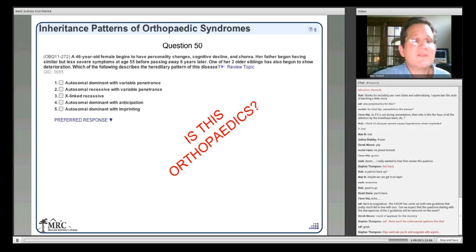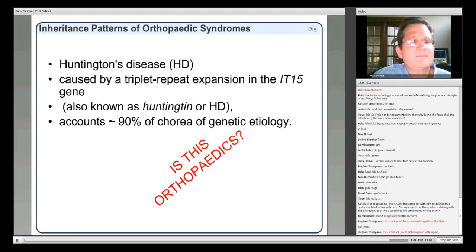Which of the following describes the hereditary pattern of this disease? You've got to ask yourself, is this orthopedics? That doesn't sound like orthopedics at all, but it turns out to be a genetic question, and they want to know, does that sound like it's autosomal dominant, recessive, is it X-linked? And then some other words that you need to know about.